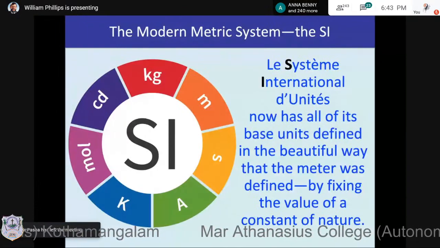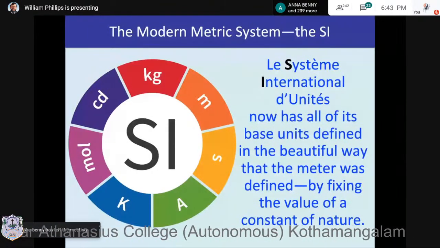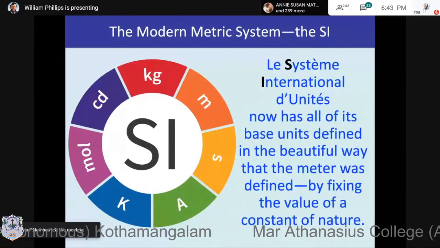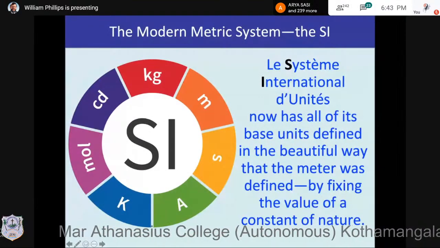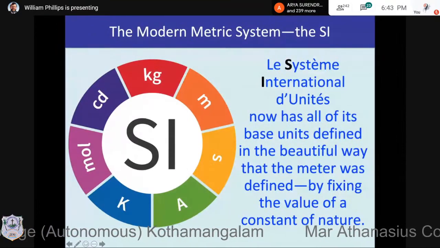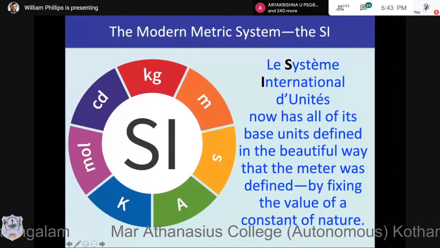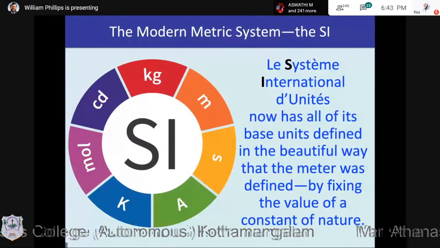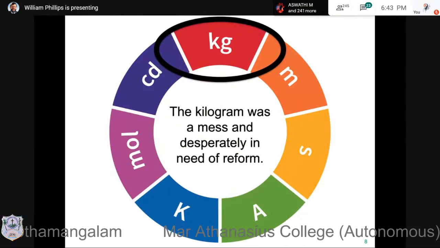And in the modern metric system, what we call the International System of Units, or the SI, today, we now have every one of the base units, the kilogram, the meter, the second, the ampere, the Kelvin, the mole, and the candela. Every one of those seven units is now defined in this same beautiful way by defining a constant of nature. Now, why was this necessary?